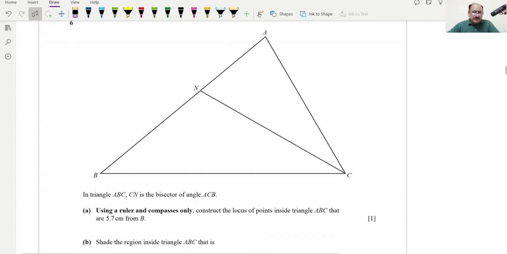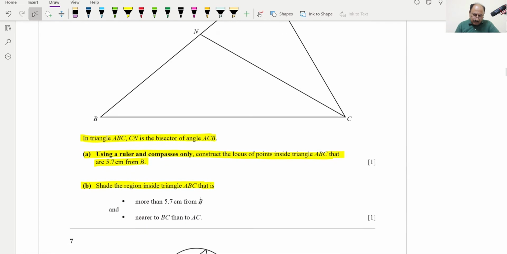Now question number 6. This is a construction question. In triangle ABC, CN is the bisector of the angle ABC. Using a ruler and compasses only, construct the locus of points inside the triangle ABC that are 5.7 centimeters from B. Shade the region inside the triangle ABC that is more than 5.7 centimeters from B and nearer to BC.